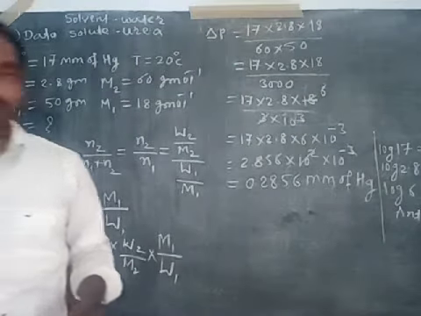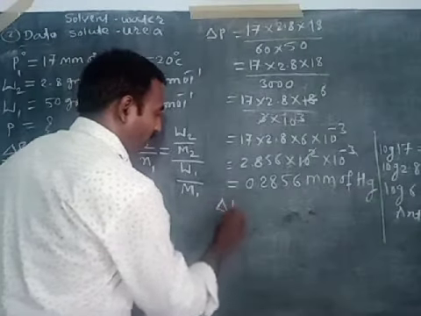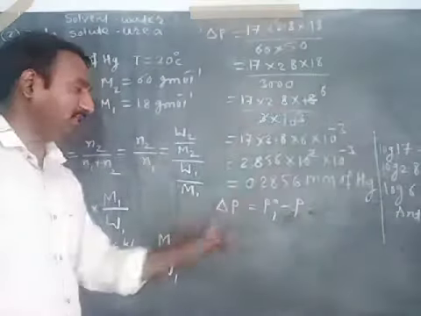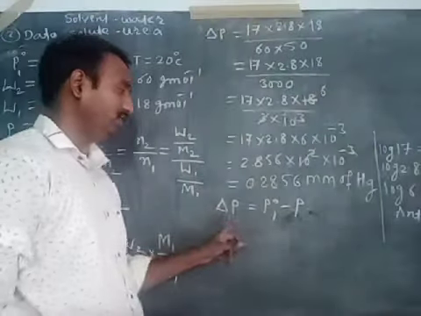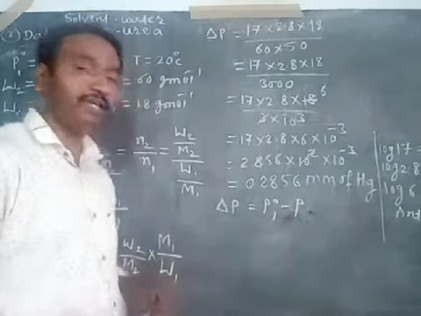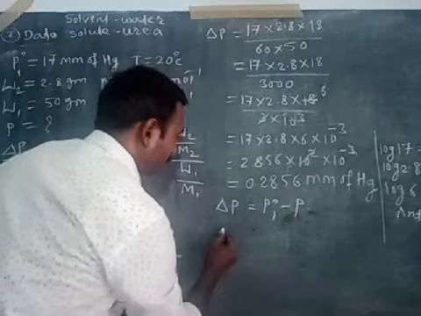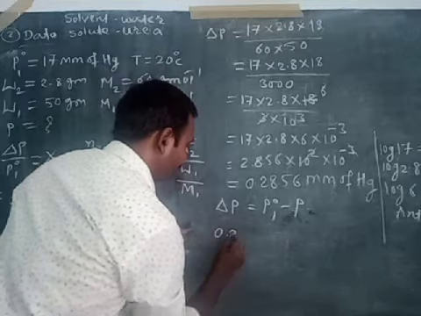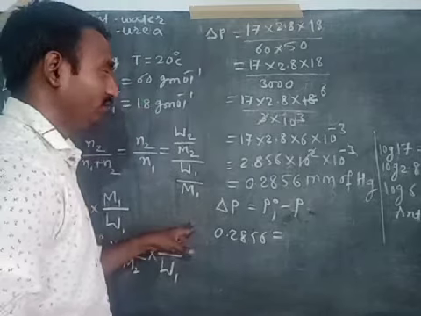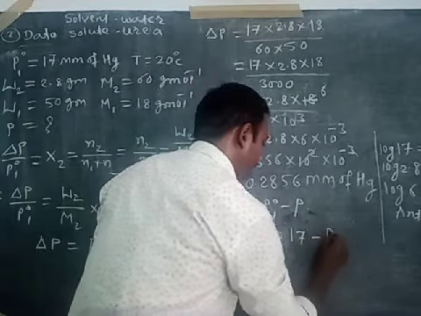But here we are going to calculate the value for P, and we know the formula for delta P is equal to P01 minus P, that is nothing but lowering of vapor pressure. As per the definition, it is the difference between the vapor pressure of a pure solvent and the vapor pressure of a solution. That's why delta P is equal to P01 minus P. Here delta P has the value 0.2856, which is equal to P01, having 17 mm of Hg, minus P.